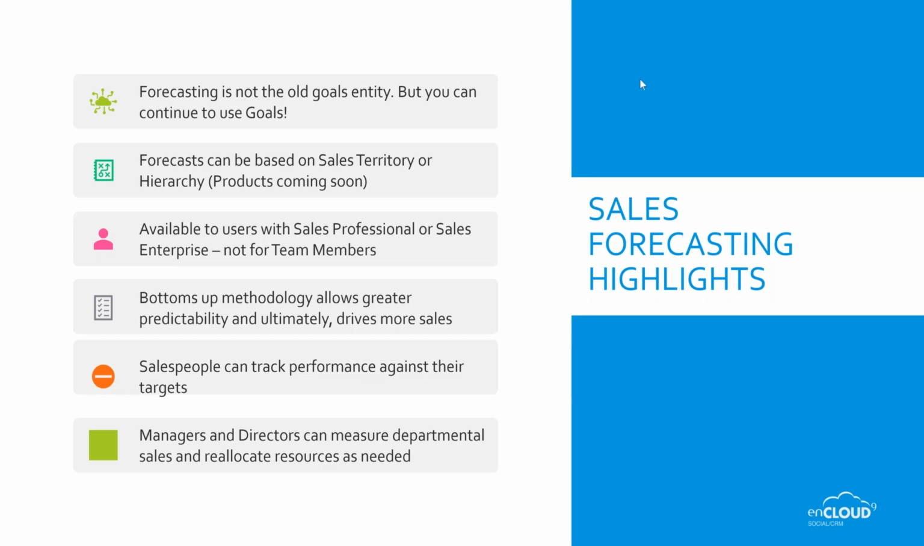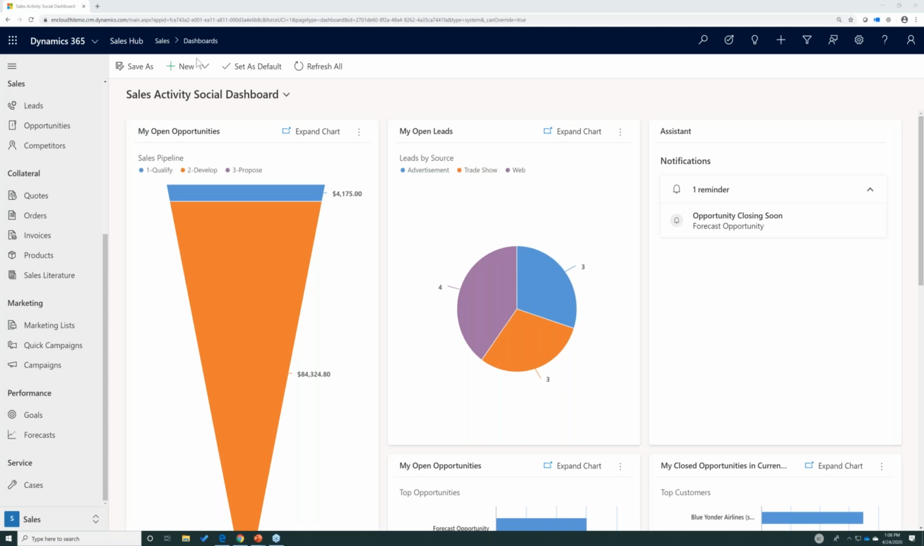So I'm going to switch my screen here. All right. So we should be in my Dynamics 365 demo environment. And in my environment, we have 2 salespeople. And we have a sales dashboard that shows my open items currently in process. I can see my leads.